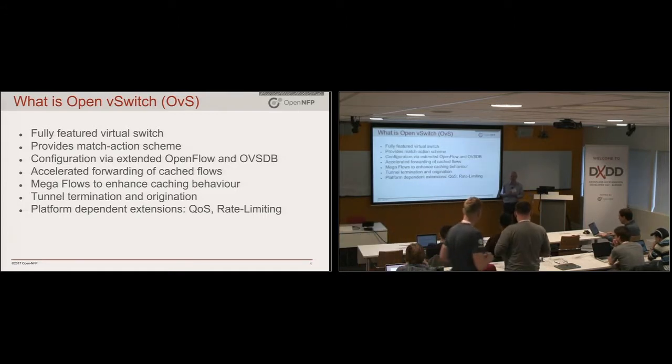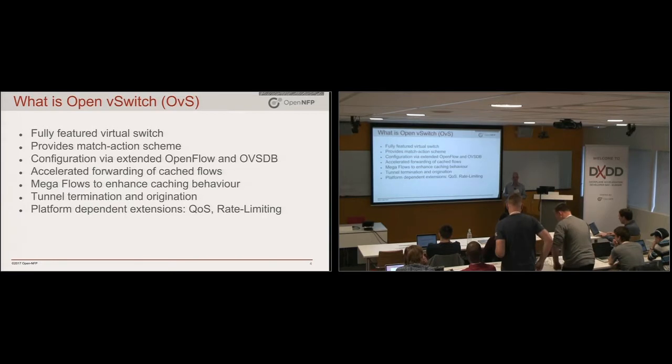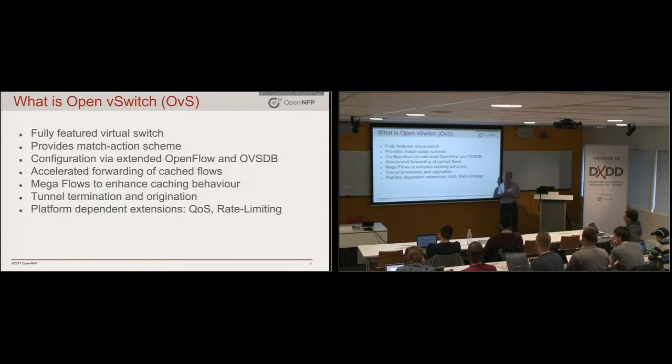Maybe unlike a typical switch, it also allows a variety of other features like tunnel termination and origination. We can also do QoS. Rate limiting, which in the OVS world is called metering, but that can mean different things to different people. The list goes on. This is not a presentation about what OVS is, so I'll just leave it at this slide.